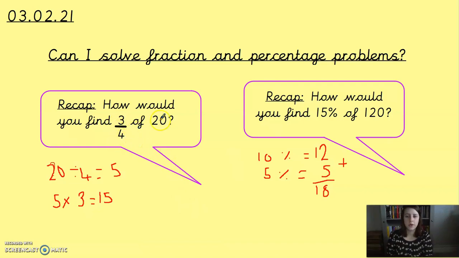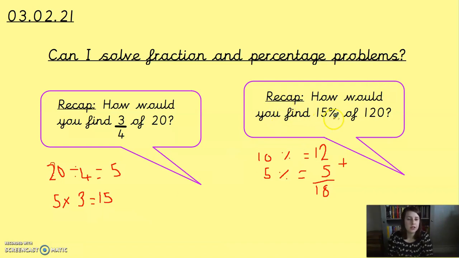So 3/4 of 20, so we take 20 and we divide it by the denominator, so 20 divided by 4, which gives us 5. And then we take this answer and we times it by the numerator, so we've got 5 times 3 equals 15. So 3/4 of 20 should be 15. So give yourself a tick if you've got that one. We've only done that the past couple of days, so that should be fresh in your mind.